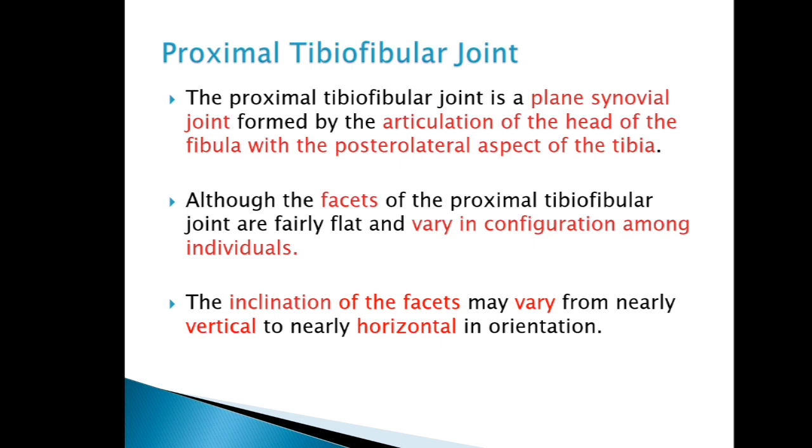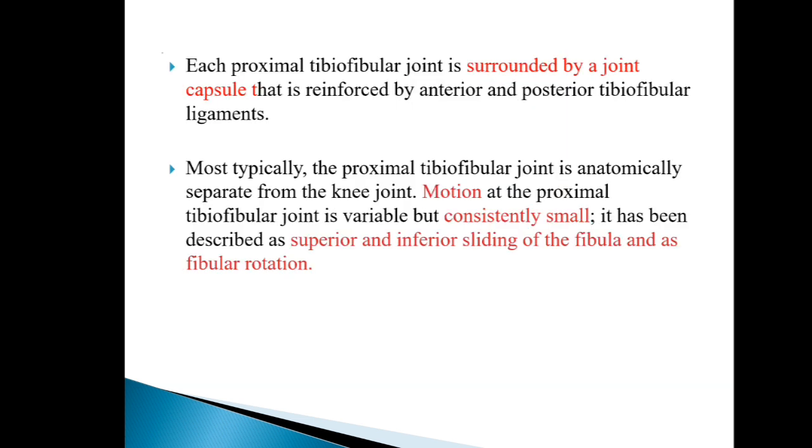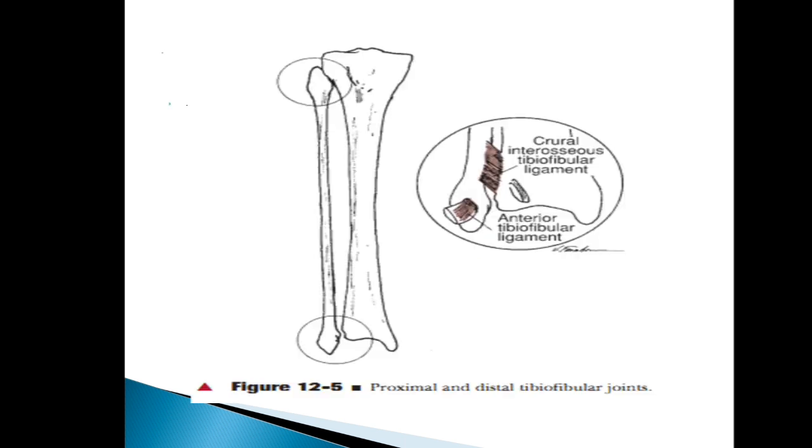We have the proximal tibiofibular joint, which is a plane synovial joint formed by articulation of the head of the fibula with the posterolateral aspect of the tibia. Each joint is surrounded by a capsule and reinforced by the anterior and posterior tibiofibular ligaments. They are anatomically separate from the knee joint, and the motion available is variable. In this figure we can see the proximal and distal tibiofibular joints.